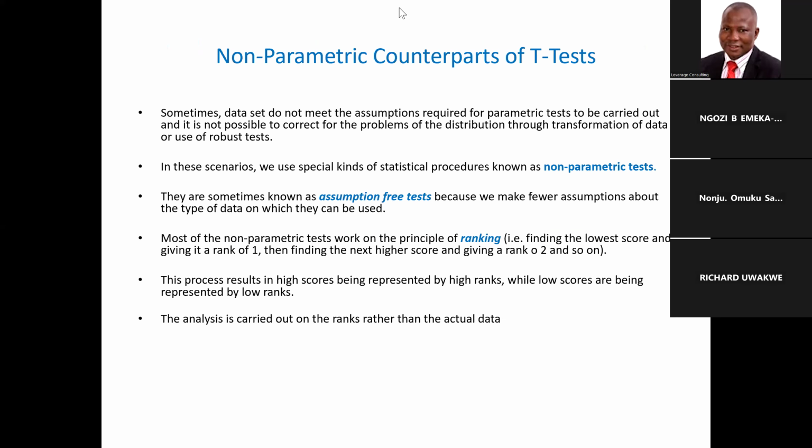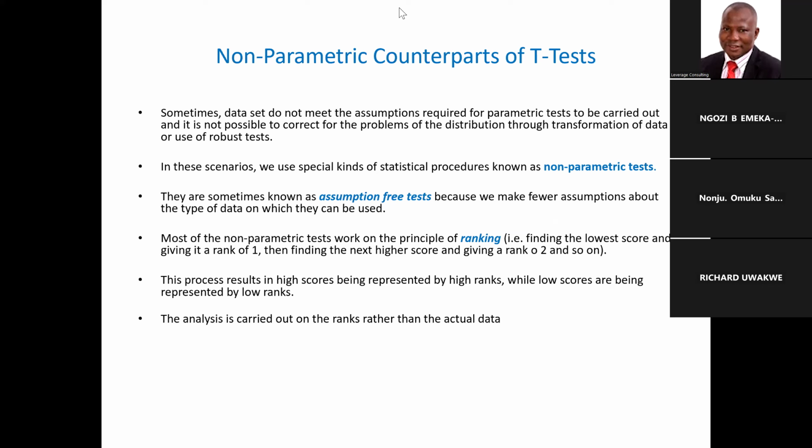Sometimes data sets do not meet the assumptions required for a parametric test to be carried out, and it is not possible to correct the problem of distribution through transformation of data or use of robust tests. Can you see those other conditions? So, in this scenario, we use a special kind of statistical procedure known as non-parametric tests.